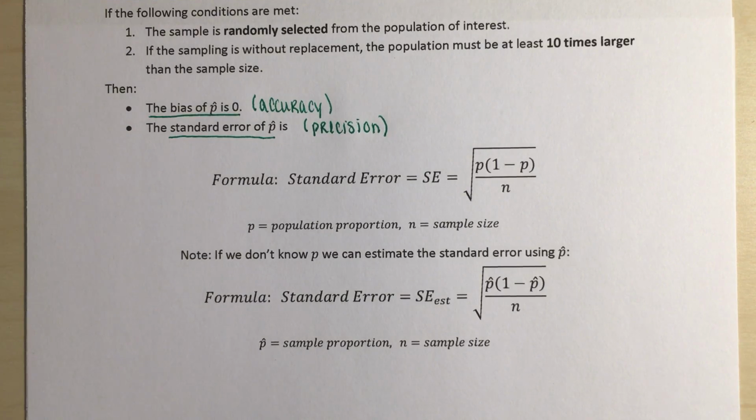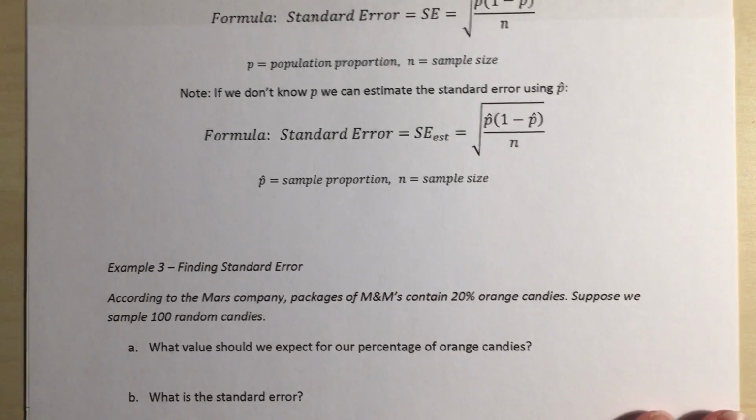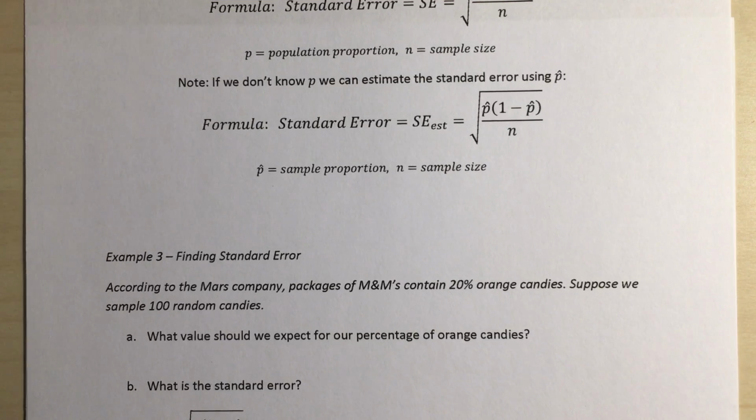instead. All right, so according to the Mars Company, packages of M&Ms contain 20% orange candies. Suppose we sample 100 random candies. So if our following conditions are met, our sample is randomly selected. Yes, our sample is randomly selected. And our population must be at least 10 times larger than the sample size. We can pretty much assume that that's going to be true here if we're just taking a sample of 100 candies. Right, what should we expect for our percentage of orange candies?